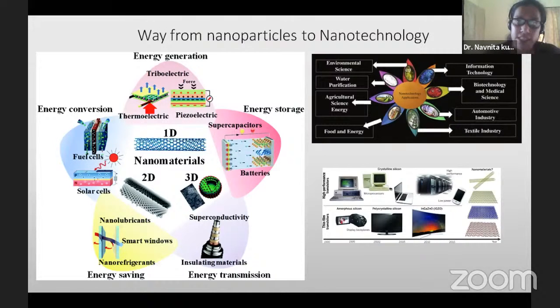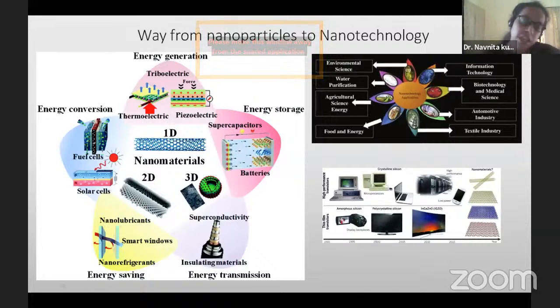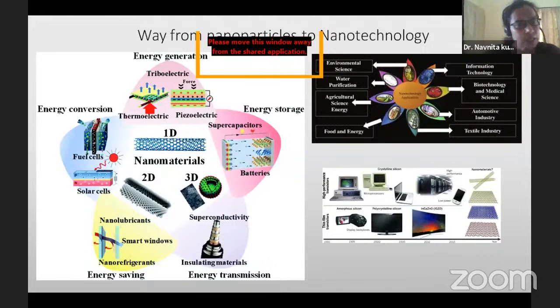And this technology can be further used for environmental science, information technology, biotechnology and medical applications, the automobile industry, the textile industry, etc., as well as agriculture science and energy. Here we can see how nanotechnology can boost our lifestyle. Earlier, we used this type of computer, but now we have moved towards a very thin and sleek one. Now we use this type of phone, very small and thin. So it's only due to the boom of nanotechnology.